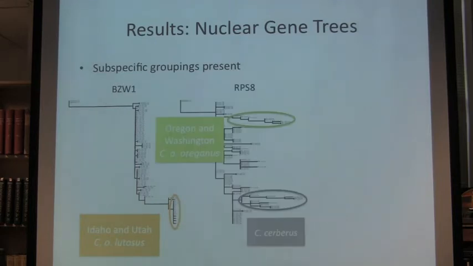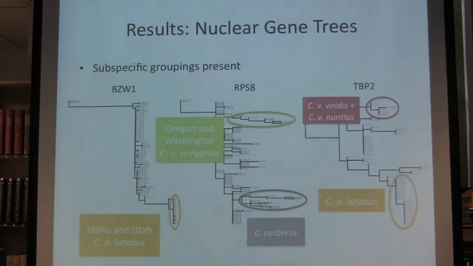In my RPS8 gene tree, I found a cluster of Crotalus organus just from Oregon and Washington, and I found a cluster of Crotalus cerberus as well. And in my TBP2 gene tree, I found a cluster of Crotalus viridis plus nuntius, and also another cluster of Crotalus organus lutosus here.